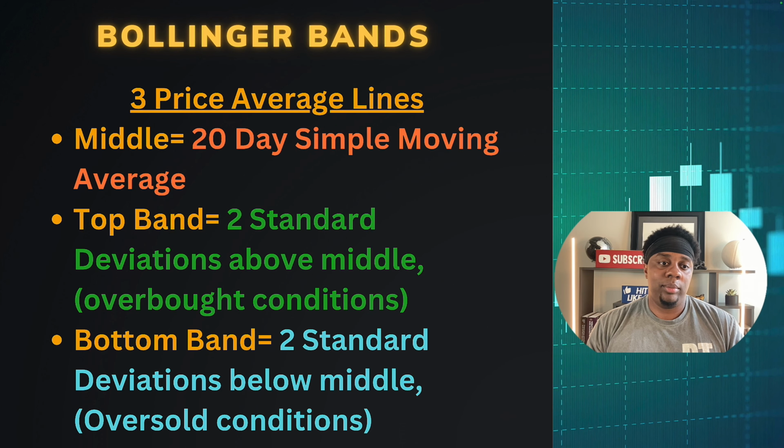My favorite are Bollinger Bands. The Bollinger Bands are comprised of 3 price average lines. There's a middle line, which is the 20-day simple moving average. Then there's a top band, which is 2 standard deviations above that middle line, and usually it signifies overbought conditions. And then the bottom band is 2 standard deviations below the middle line, and this usually indicates oversold conditions.